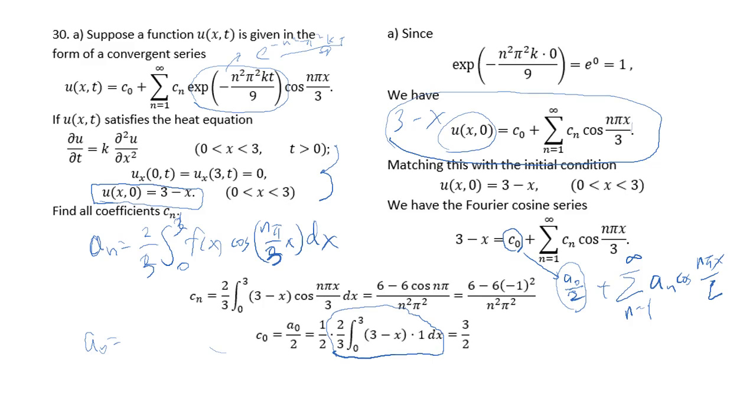And then over here, Cn is the same as An, so you use this formula, and this is something that we've done over and over again, so I'm sure you know how to do this one. So you get this, and that's it. The question was find all coefficients Cn, and we found C0 and we found Cn.